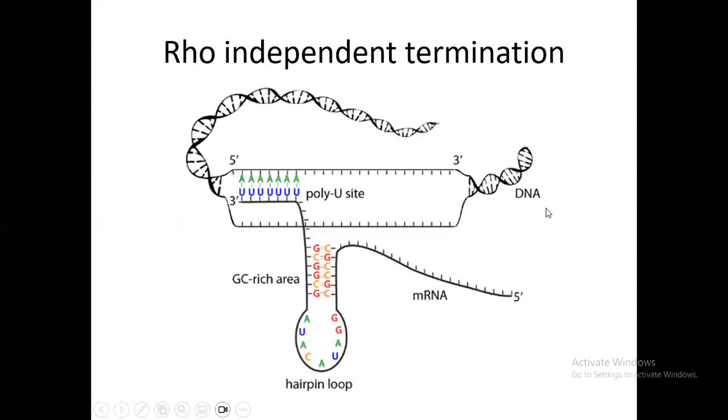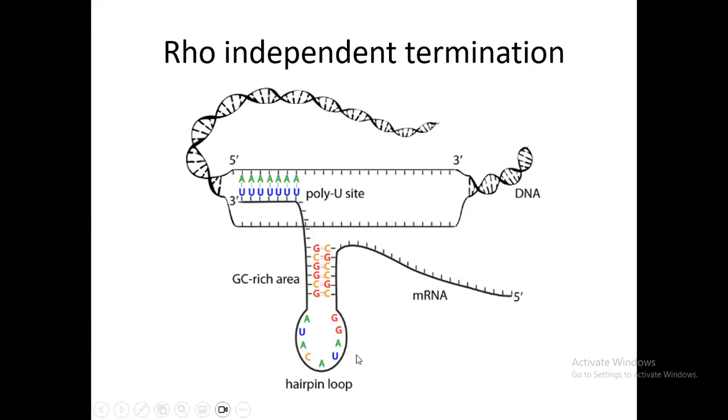So we'll look at it again with the help of this diagram. So this is your template strand that runs in 5' to 3' direction, and the RNA that is synthesized in 5' to 3' direction. So your RNA polymerase will be present here, and this is the RNA that is synthesized. So where the transcription termination is to take place, two types of sequences are important.